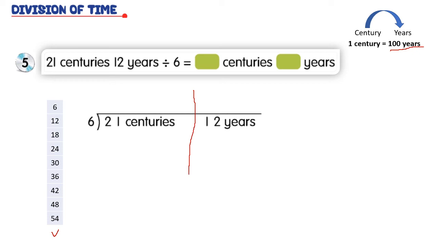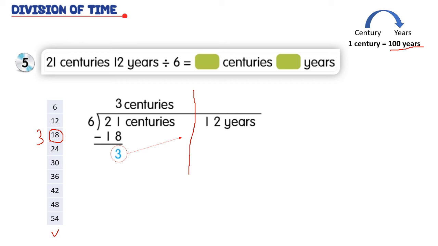Okay, in table 6 there is no 21, but there is a number nearest to 21 which is 18. So 18 is 3. So write 3 at the top as the answer. Again, make sure you write down 18. Now 21 minus 18 is 3. Okay, what I told just now, 1 century is equal to 100 years. And the remainder is 3. So this 3 means 3 centuries.